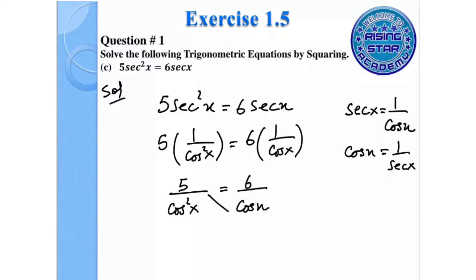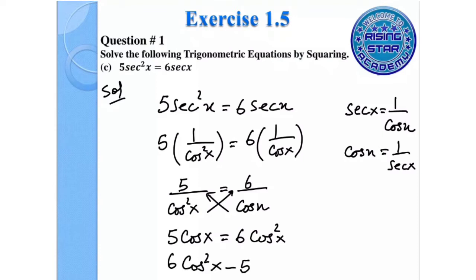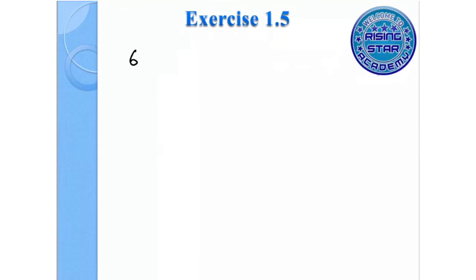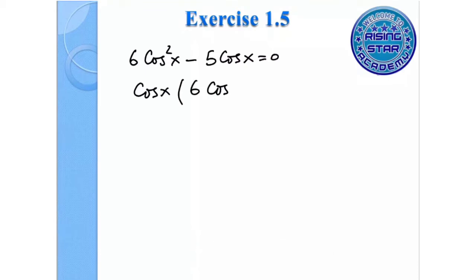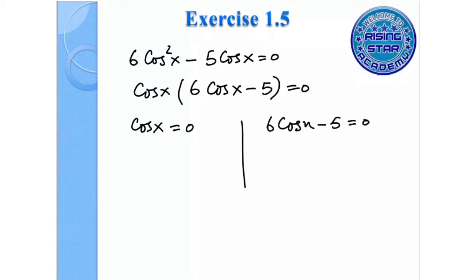Now we will do the cross multiply on both sides. So we have 5 cos x is equal to 6 cos square x. Now we'll rearrange. So 6 cos square x minus 5 cos x is equal to 0. In the next step, I will take cos x as common. So cos x taken as common, we have 6 cos x minus 5 is equal to 0. Now we will separate the factors. So cos x is equal to 0 and 6 cos x minus 5 is equal to 0.